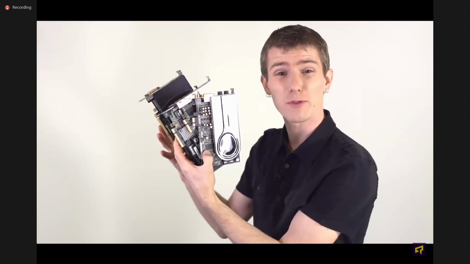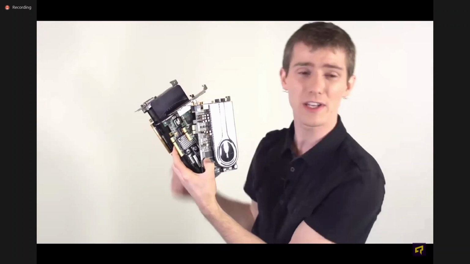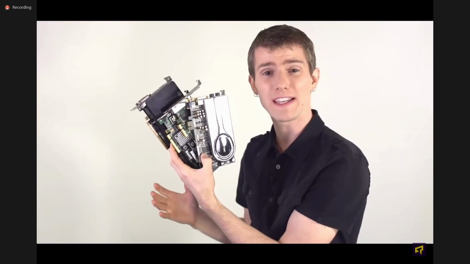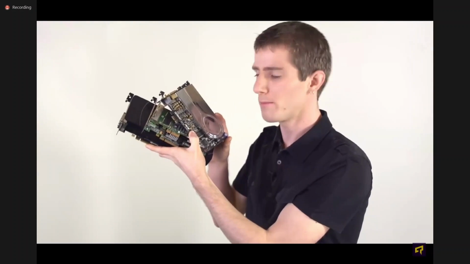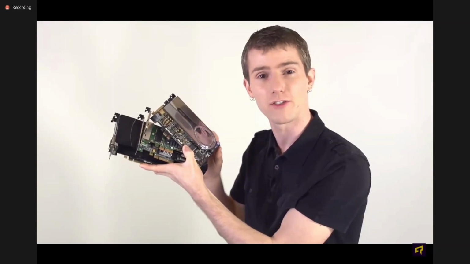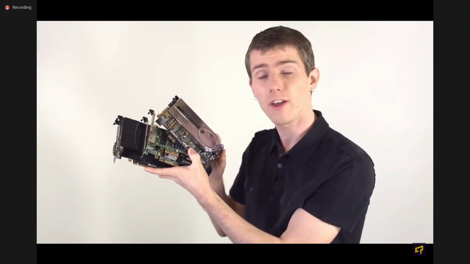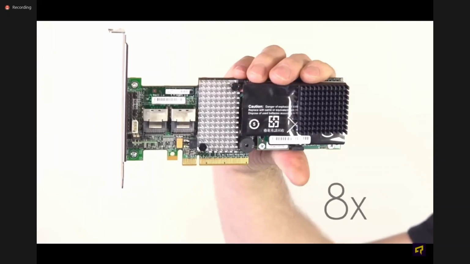PCI Express works with pretty much anything. Sound cards, network cards, RAID cards, video cards, they'll all pretty much fit as long as you're aware of a few simple guidelines. Now, I said they're universal, but PCI Express slots are available in a variety of different physical configurations. The most common ones are 1x, 4x, 8x, and 16x.